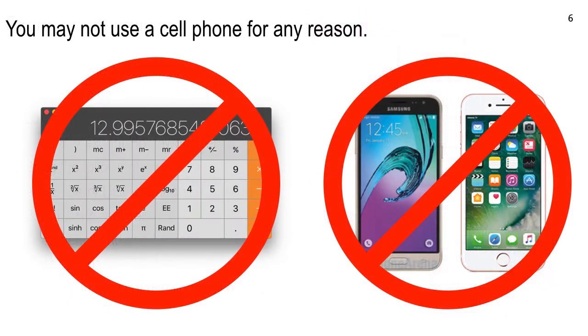You may not use a cell phone for any reason. And it'll work just like last time. There'll be 42 dots and then 3 clicker questions that add up to 8, or maybe 9 if I decide to give you a bonus point. So you'll see when you get it. I don't know. I'll be writing it after today's class.